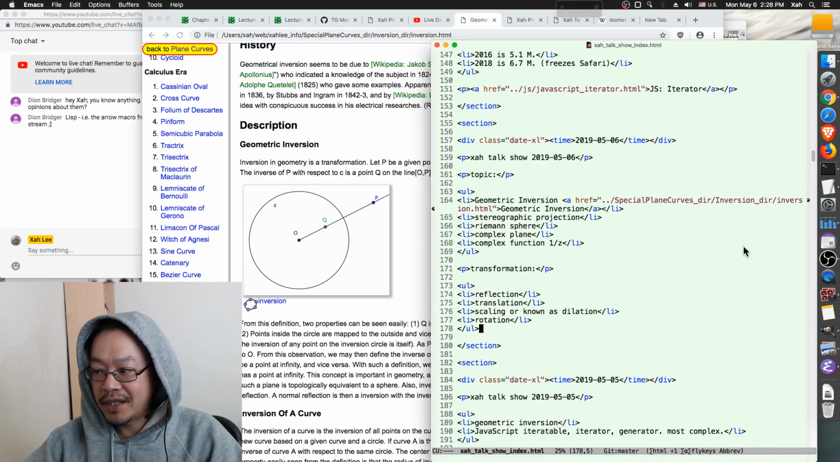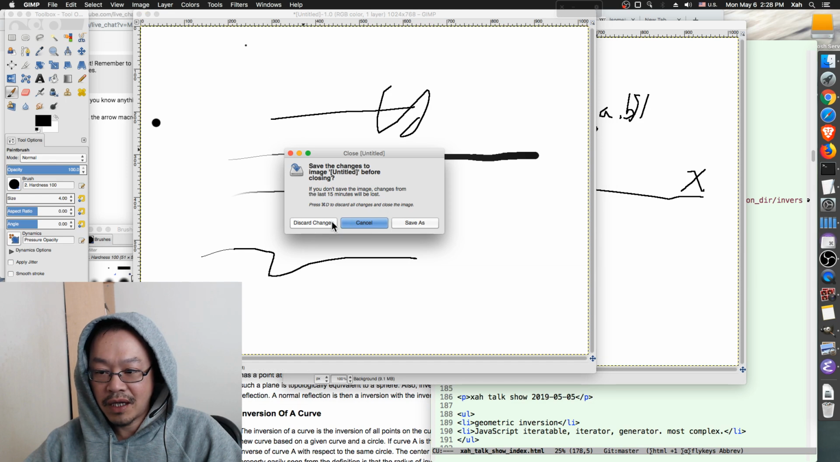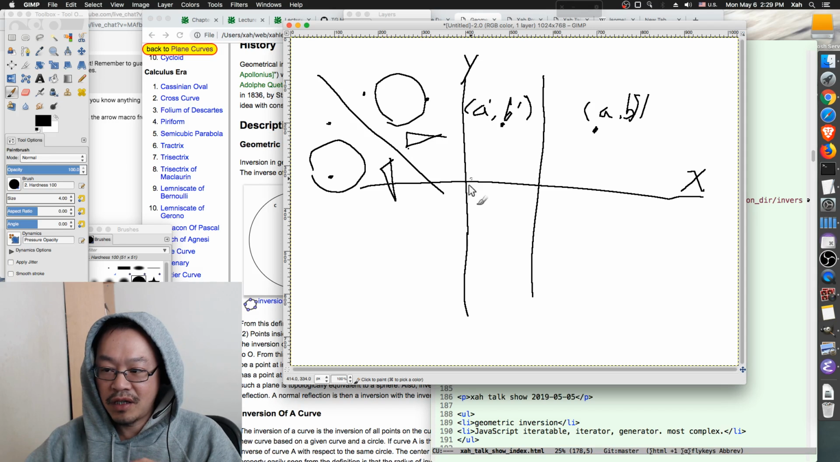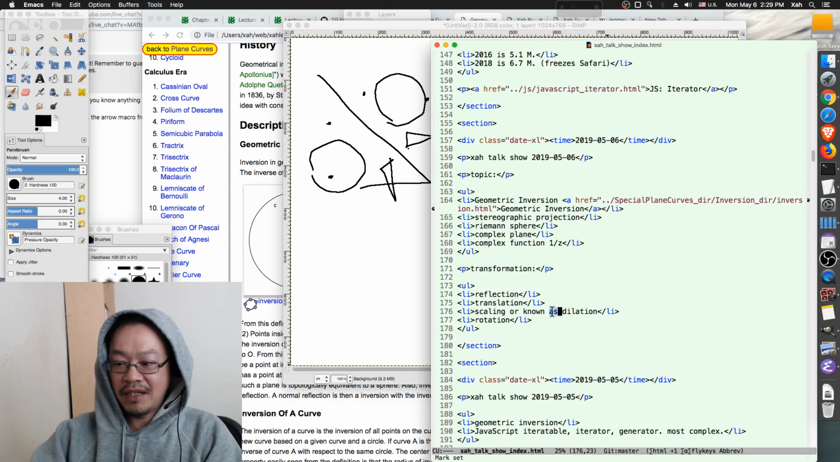Given the xy axis, you assume the origin is the center of rotation. So anyway, these are transformations.